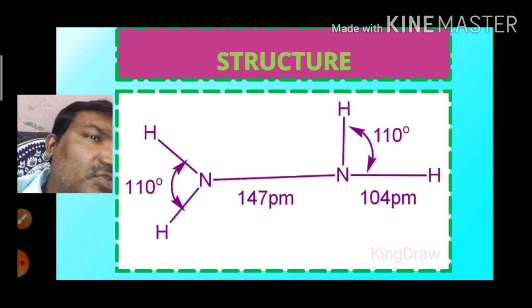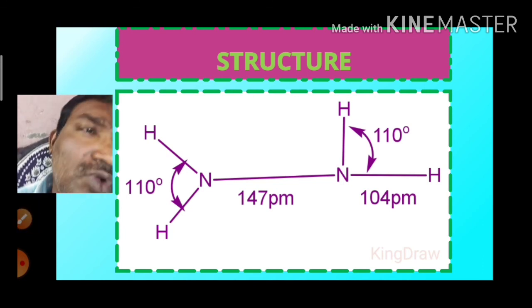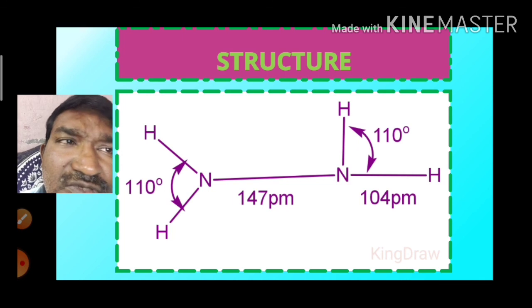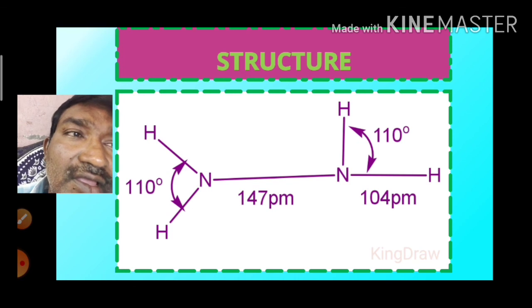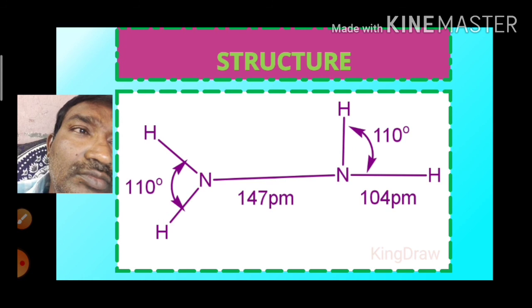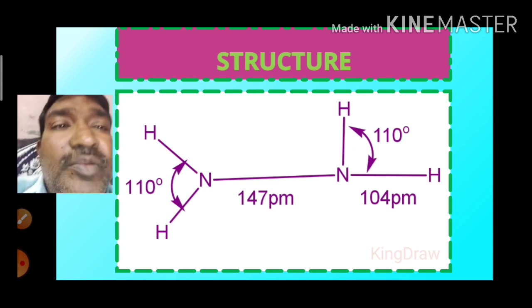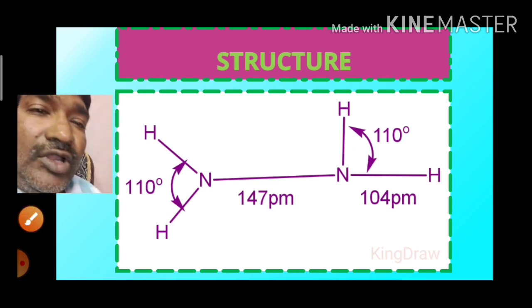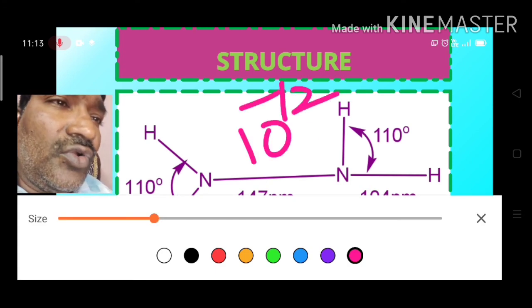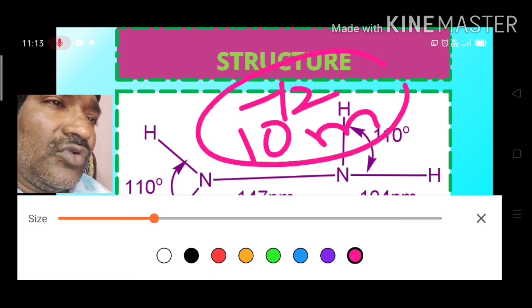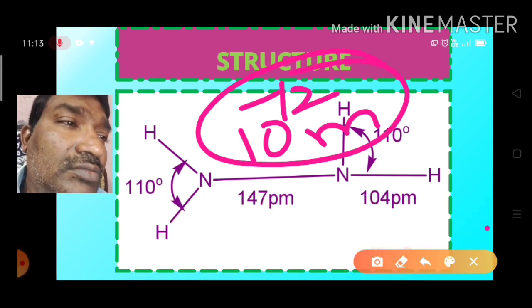Now this is the structure of hydrazine. The angle between the two hydrogen atoms is 110 degrees, the N-N bond length is 147 picometers and the N-H bond length is 104 picometers. 1 picometer is equal to 10 to the power of minus 12 meters. That we have to remember.